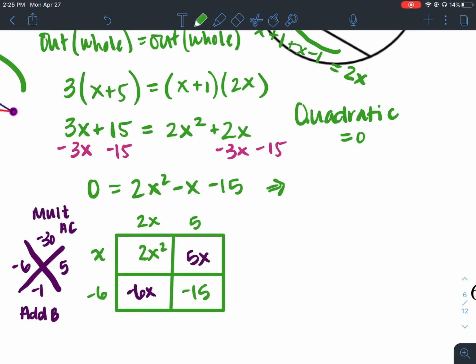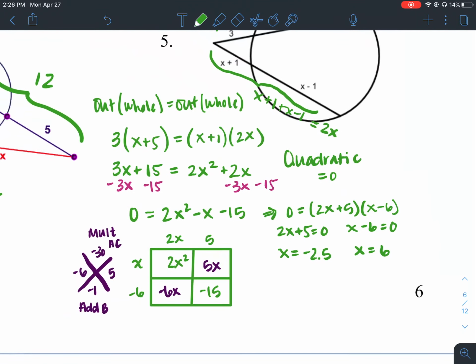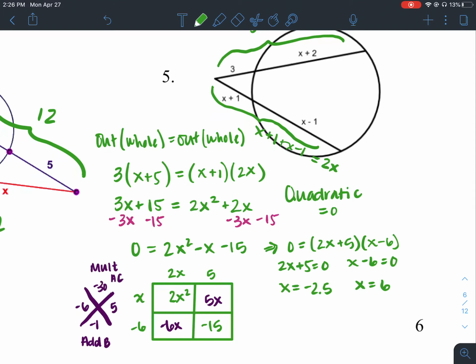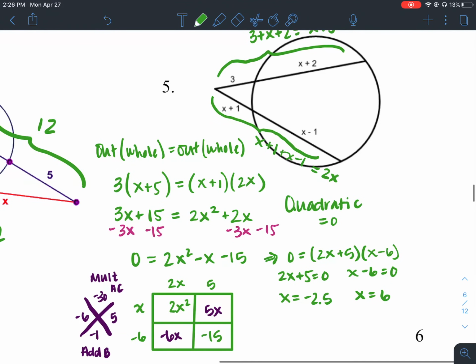So this gives me 0 equals 2x plus 5 times x minus 6, or 2x plus 5 equals 0, and x minus 6 equals 0. So x equals negative 2.5, and x equals positive 6. And we need to check and say, do those make sense? Because remember, these are actual distances, actual lengths in our segments.